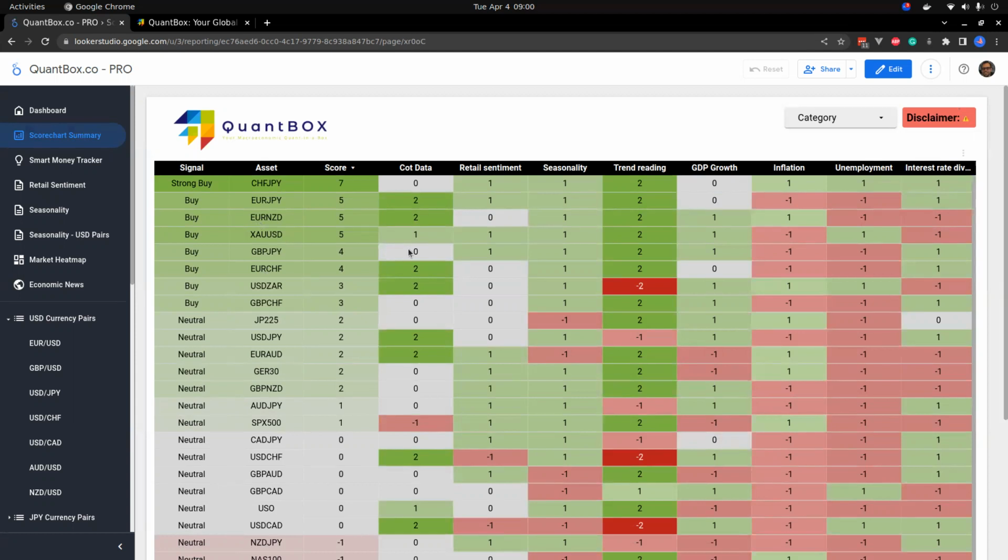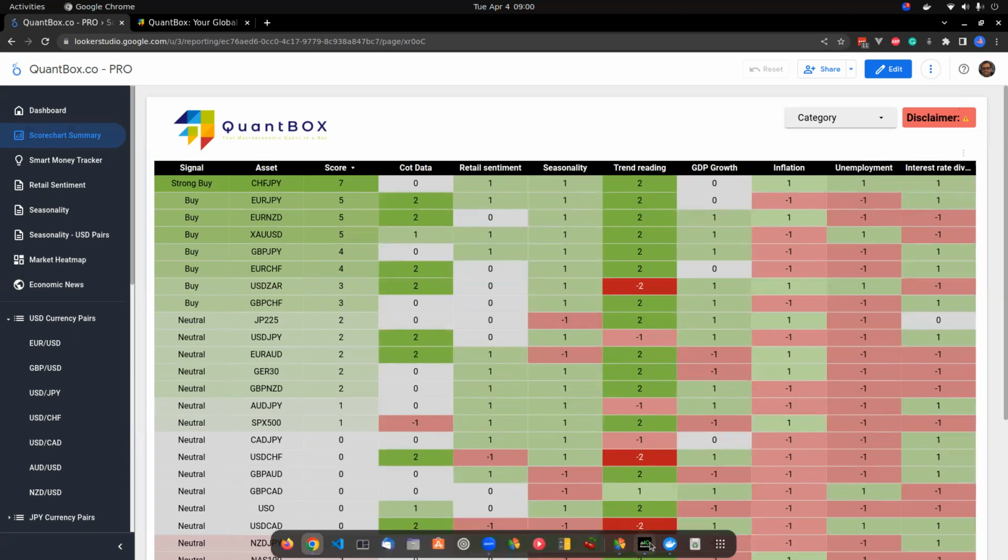In terms of pound yen, we've got no COT data. The Euro Swissy coming through with a 2. We've got some bearish data over here, but yet the market's still bullish, Euro Swissy. Let's take a look at Euro Swissy quickly.